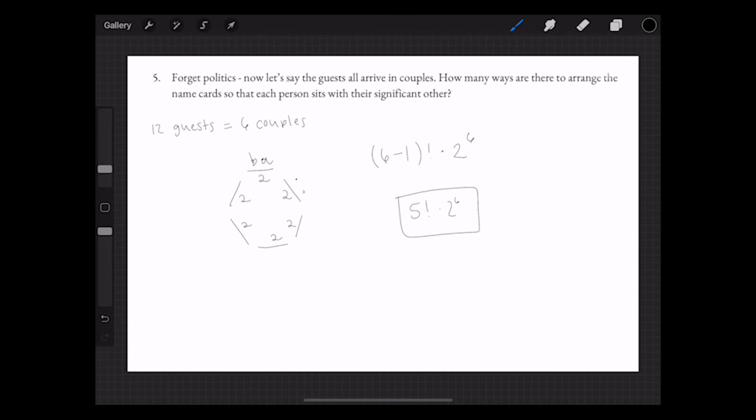Now we're using the product rule to multiply these 2 counts together because the arrangement of couples in a circle is independent from the order within these couples. So for every 5 factorial way we can arrange the couples in a circle, there are 2 to the 6 ways we can switch up the order of the people in the couples while keeping them together.